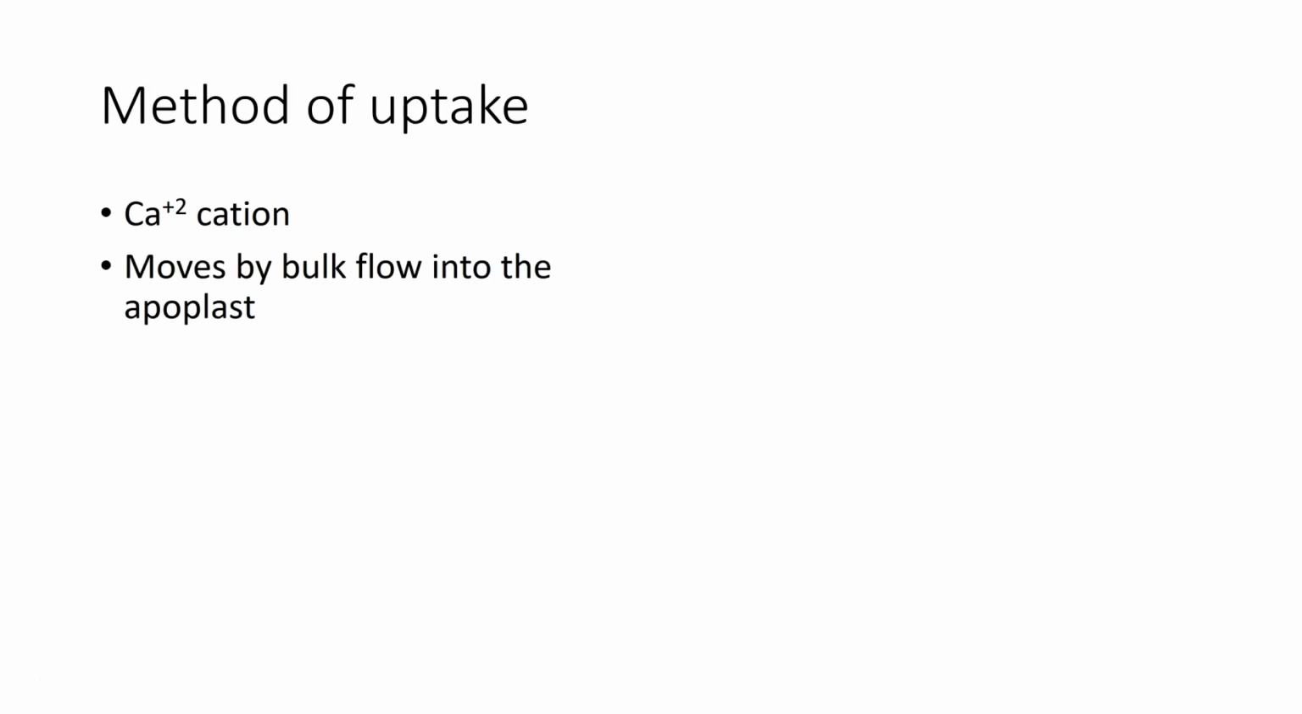Let's look at calcium method of uptake. Calcium is absorbed as a divalent cation. It moves by bulk flow into the apoplast. Remember, it doesn't do well in the cytoplasm, but moves by bulk flow in the apoplast, which is in between the cells, which is often where it gets lodged and helps harden up things.